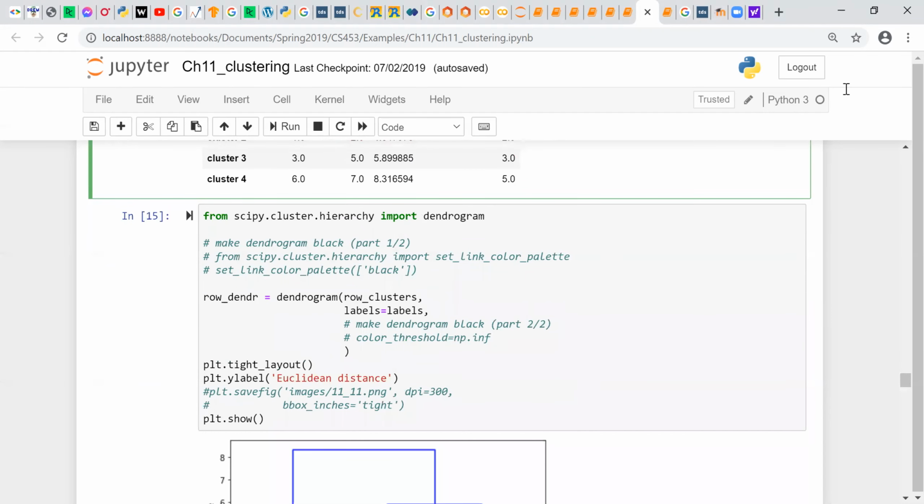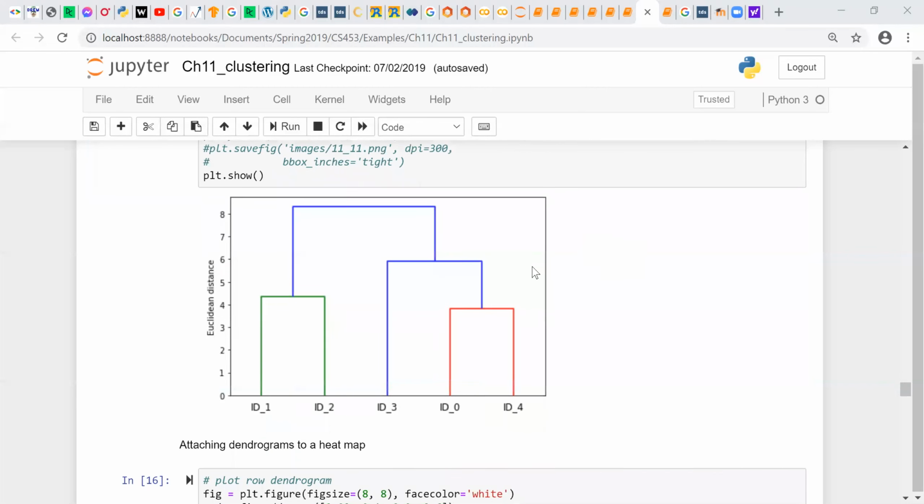Then how do we draw a dendrogram? If you want to draw a dendrogram, it's not from pyplot. You need to import dendrogram from SciPy cluster hierarchy. With dendrogram, you specify that matrix, and you also specify labels. And over here, we can see the result.